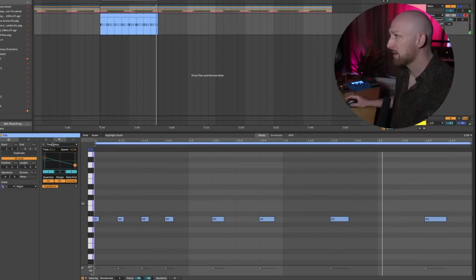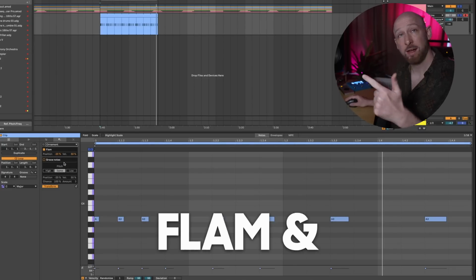I think it's fun. Now let's look, for example, at ornament. Ornament is cute because it's got 2 different things. It's got flam and grace notes.